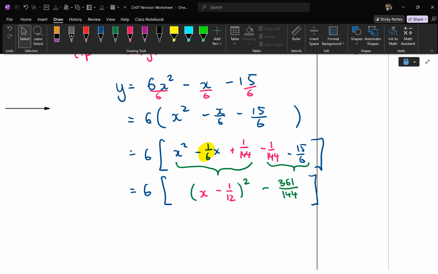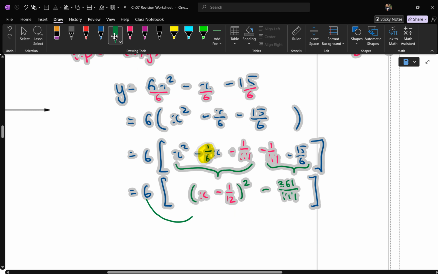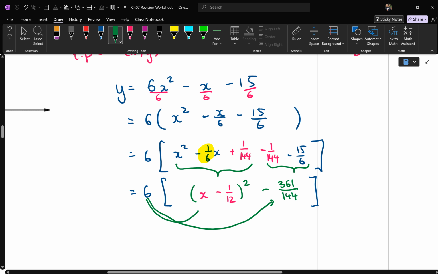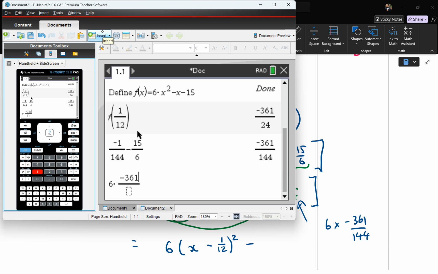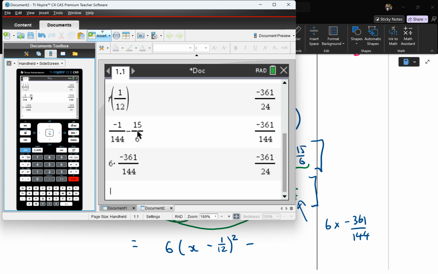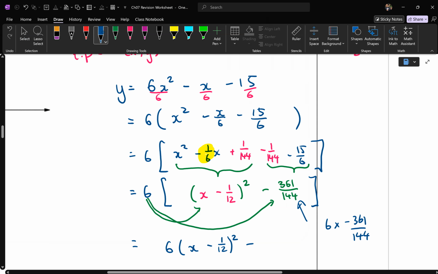Here we go, last step. Completing the square, you expand the brackets and multiply the 6 to both terms, and this is what your final answer looks like. It's 6 bracket x minus 1/12 squared, and then 6 times negative 361/144, which you can do on your calculator, and it should simplify. 6 times negative 361/144 gives you negative 361/24.